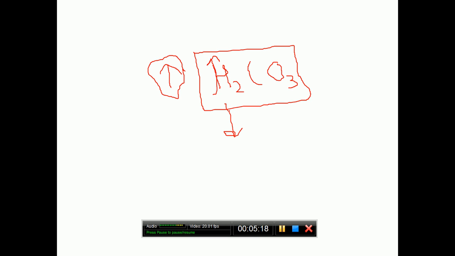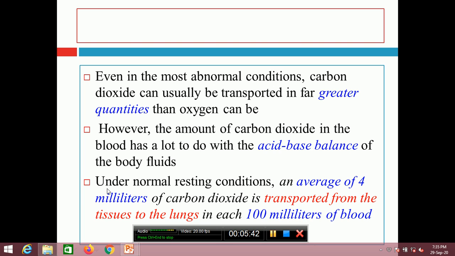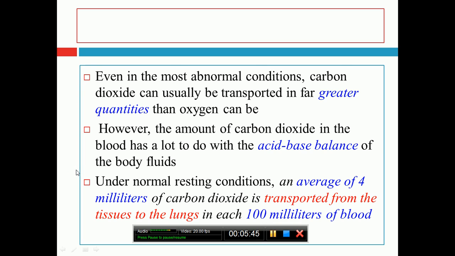The amount of carbon dioxide in the blood has a lot to do with the acid-base balance, and carbon dioxide can usually be transported in far greater quantities than oxygen because the body does not want to accumulate it. Under normal resting conditions, like when you're listening to this lecture or just having a cup of tea in a resting mode, an average of 4 ml of carbon dioxide is transported from the tissues to the lungs in each 100 ml of blood.